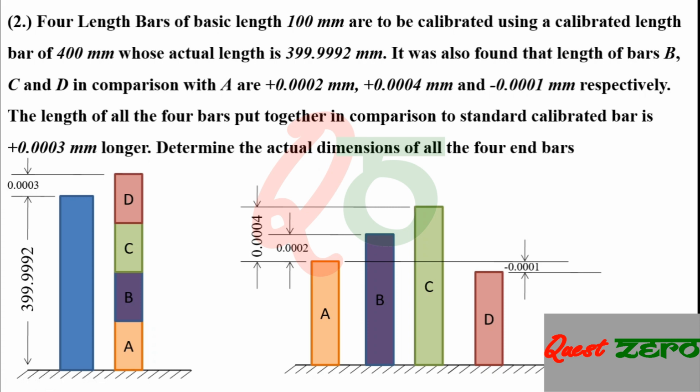So what is the first equation that we write? The first equation will be the comparison of all the 4 bars put together with respect to the actual length bar. So if I consider this as L, L is equal to LA plus LB plus LC plus LD minus X, where I denote 0.0003 as X. Or it can also be written as L plus X is equal to LA plus LB plus LC plus LD.